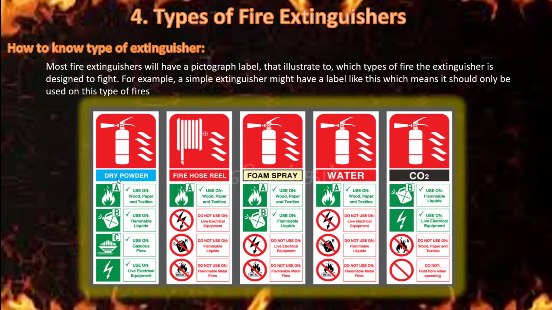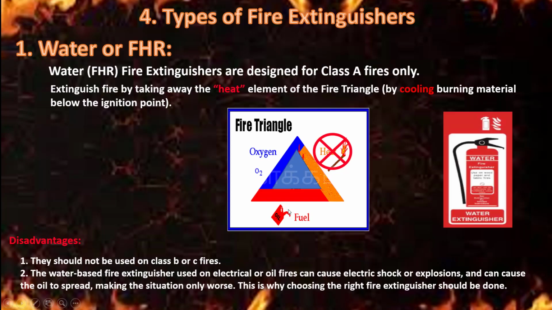Okay, now one by one we will see the fire extinguisher types and their fire classes, usage and limitations. First, water or fire hose reel. This kind of extinguisher is designed for Class A fires only. It extinguishes fire by taking away the heat.